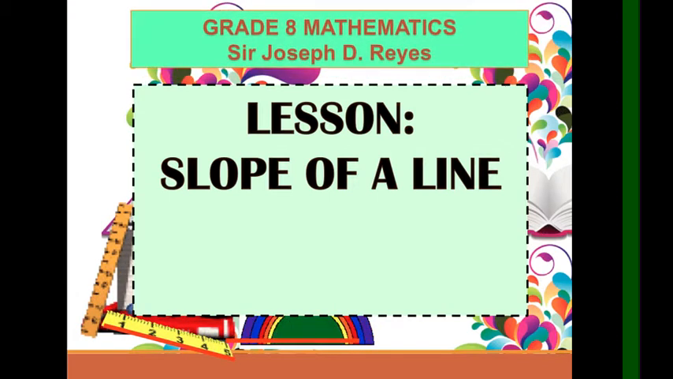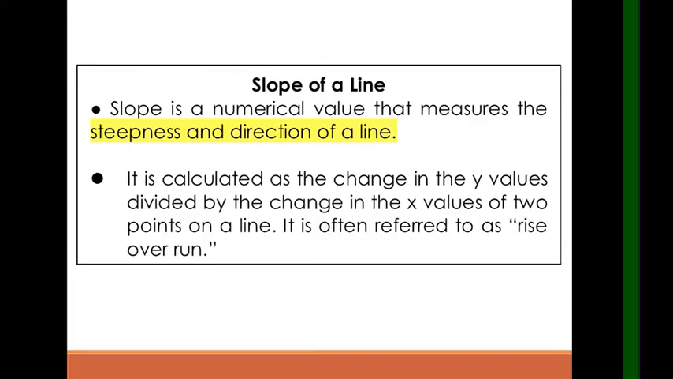And now let's proceed to our main topic for today, which is all about slope of a line. Slope is a numerical value that measures the steepness and direction of a line. It is calculated as the change in the y values divided by the change in the x values of the two points on a line, or the two coordinates. It is often referred to as rise over run.